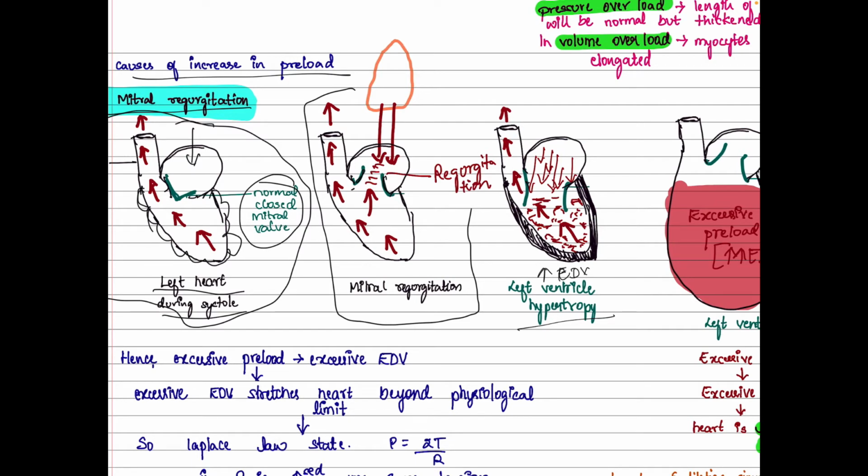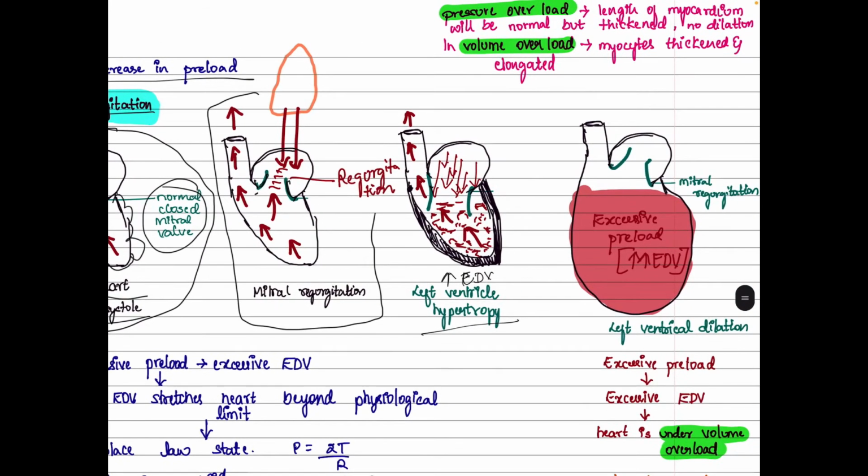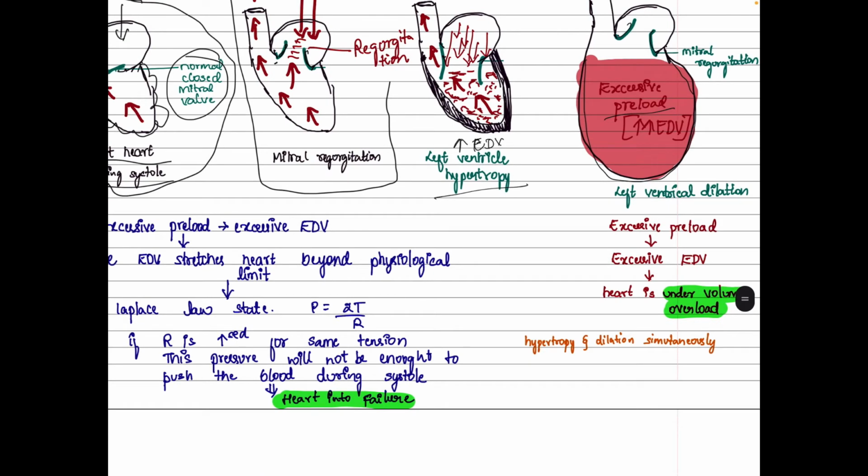After some progressive stages, this increase in end diastolic volume, or preload, for the same tension of 600 units, is not enough to eject the increased preload to the body. This leads to dilation of the left ventricle. That is, excessive preload leads to dilation of the left ventricle due to mitral regurgitation. Hence we can summarize that excessive left ventricular preload leads to excessive left end diastolic volume. Hence the heart undergoes volume overload.